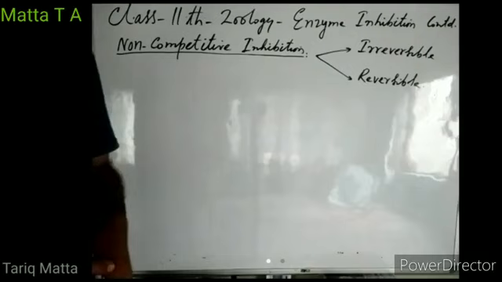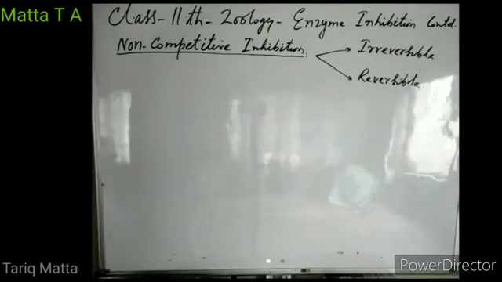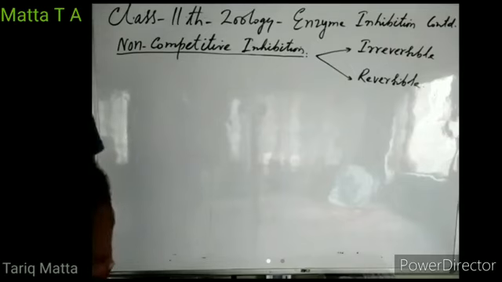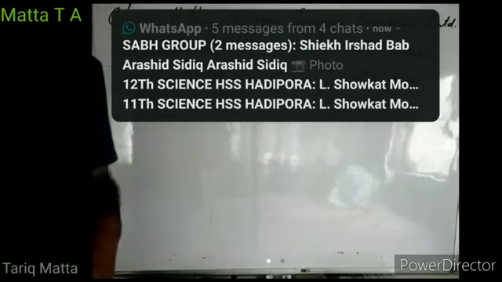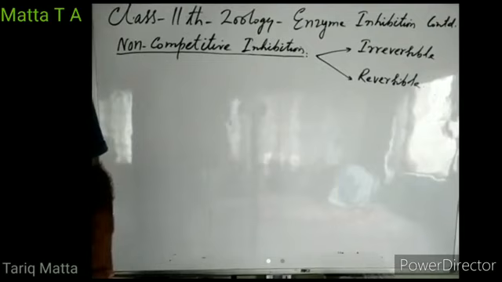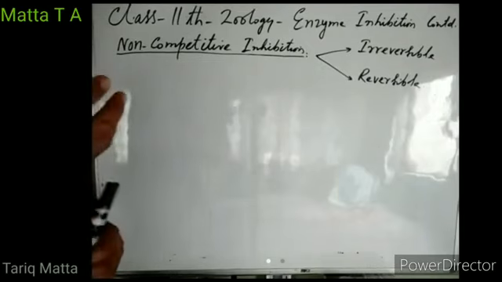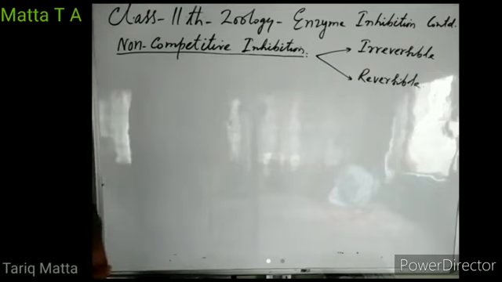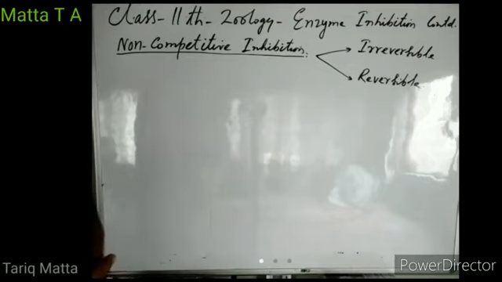In competitive inhibition, a substrate molecule and an inhibitor molecule compete for occupying the active site of the enzyme. Then I cited you an example of this competitive inhibition. The most famous example of competitive inhibition is the competition between para-aminobenzoic acid and sulfur drugs, sulfonamides, for occupying the active site of the enzyme which is involved in the synthesis of folic acid.